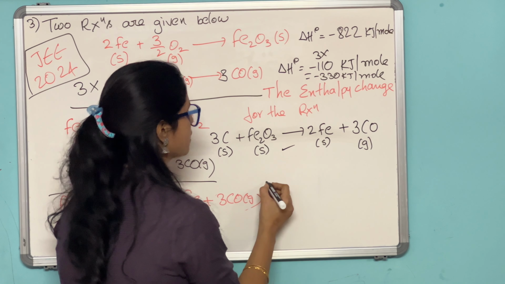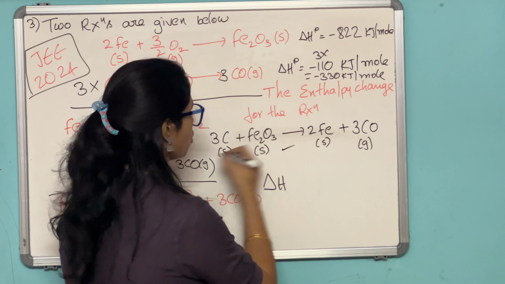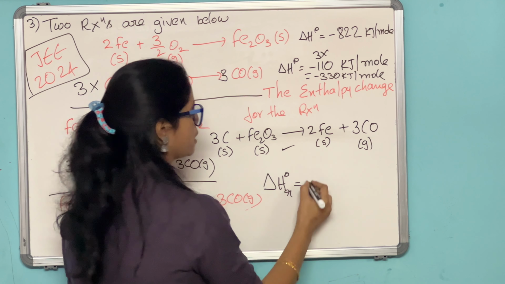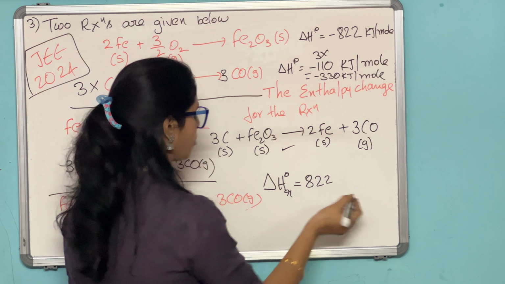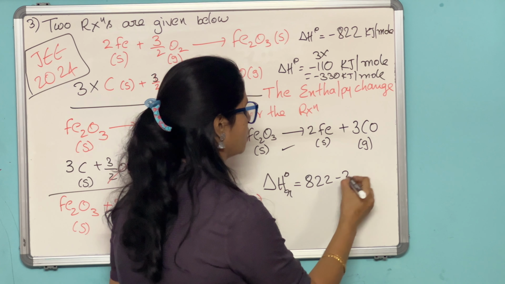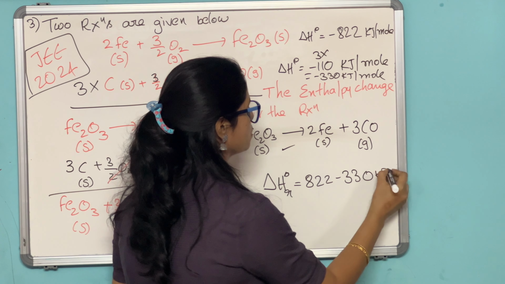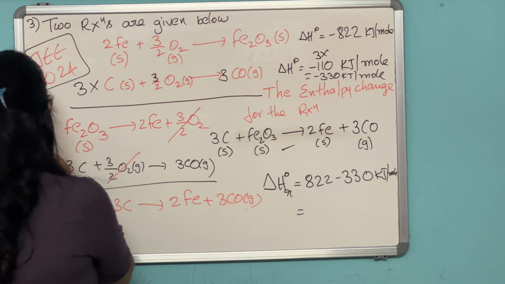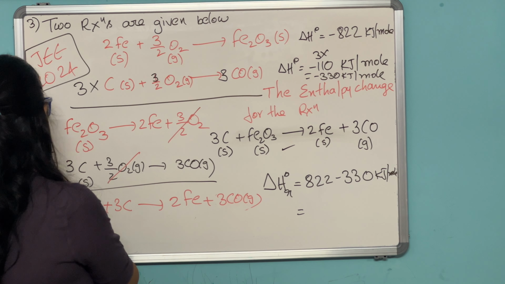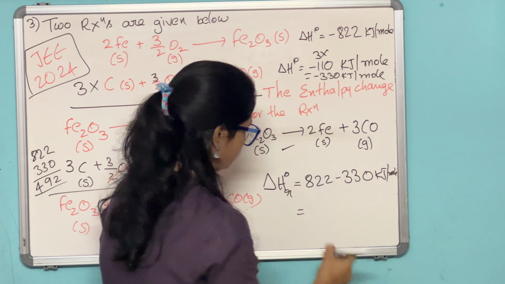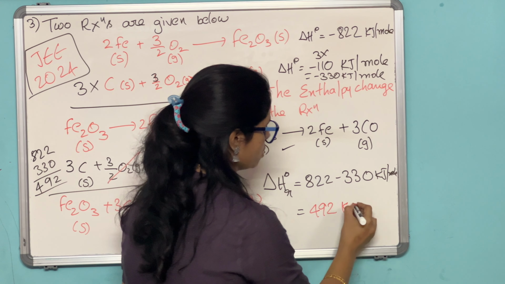So if you reverse this first equation, the delta H of this resultant equation, since you have reversed this equation, is plus 822. Here it is minus 330 kilojoules per mole. So this will be 822 minus 330, which is 492 kilojoules per mole.